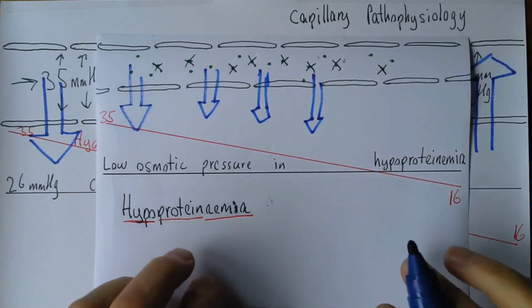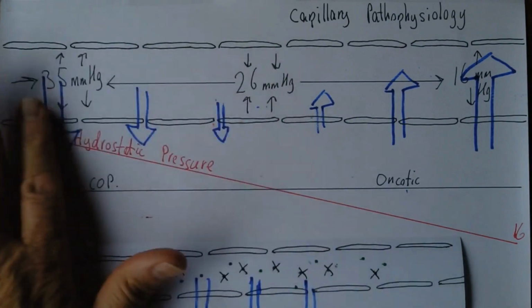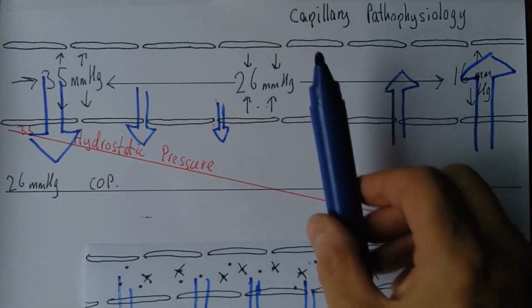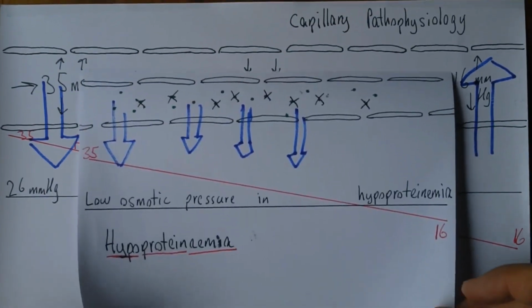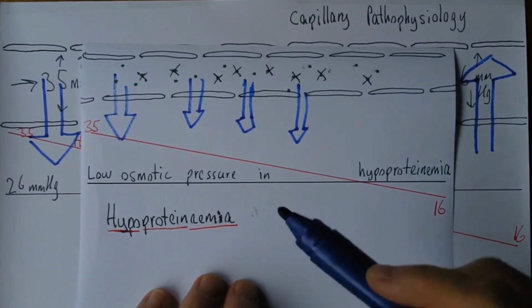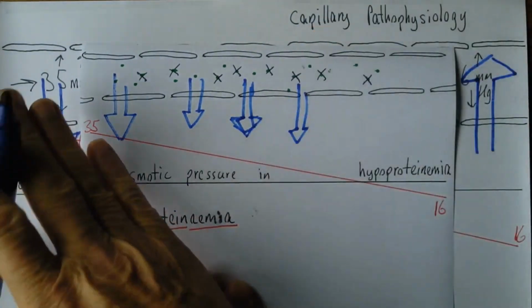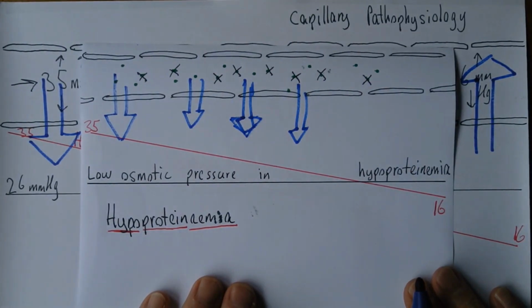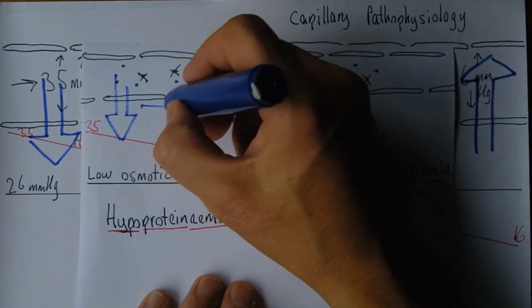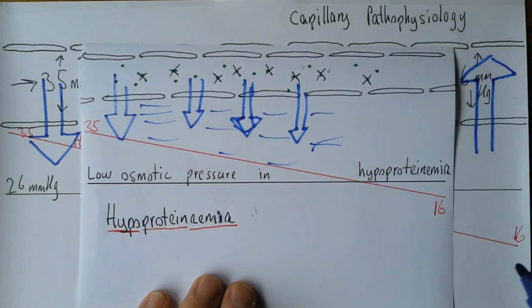So in the normal situation, it's only the first half of the capillary where there's filtration, and the second half there's reabsorption. But now the hydrostatic pressure is going to be greater than the oncotic pressure for much more of the length of the capillary. That means we're going to increase the amount of tissue fluid. We're going to become soggy.